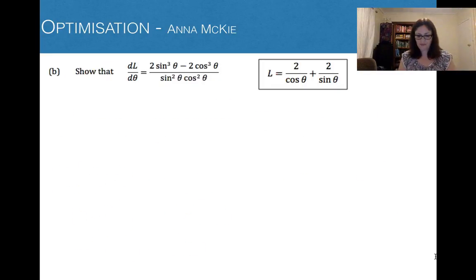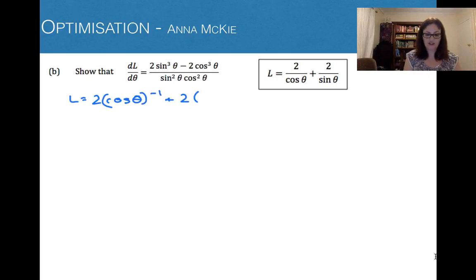Moving on, we need to now differentiate to make it equal this. So I've put our formula here. So my first suggestion would be to make that with a negative power. So first of all, I would write 2 cos theta and all of that to the power of -1, and add on the other term, sine theta to the power of -1, and now differentiate.